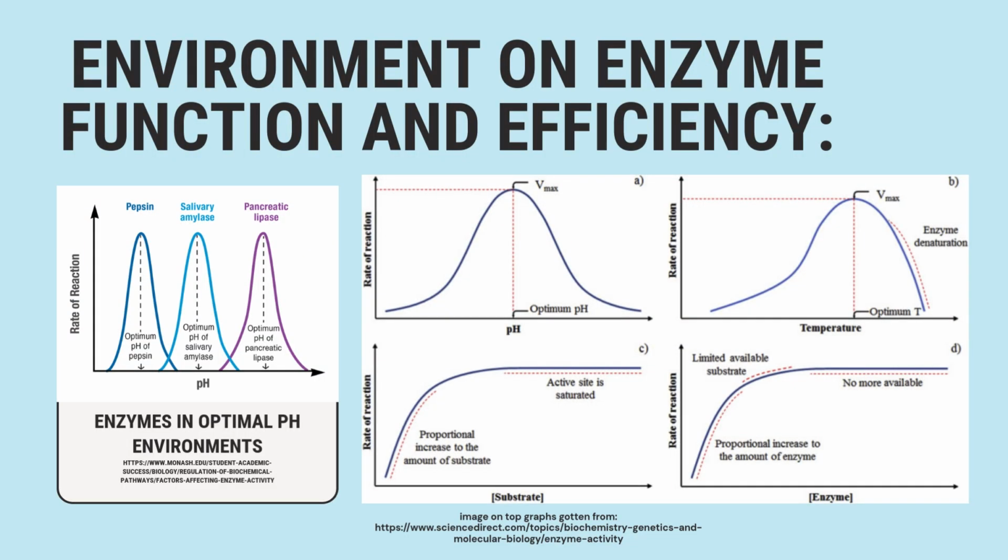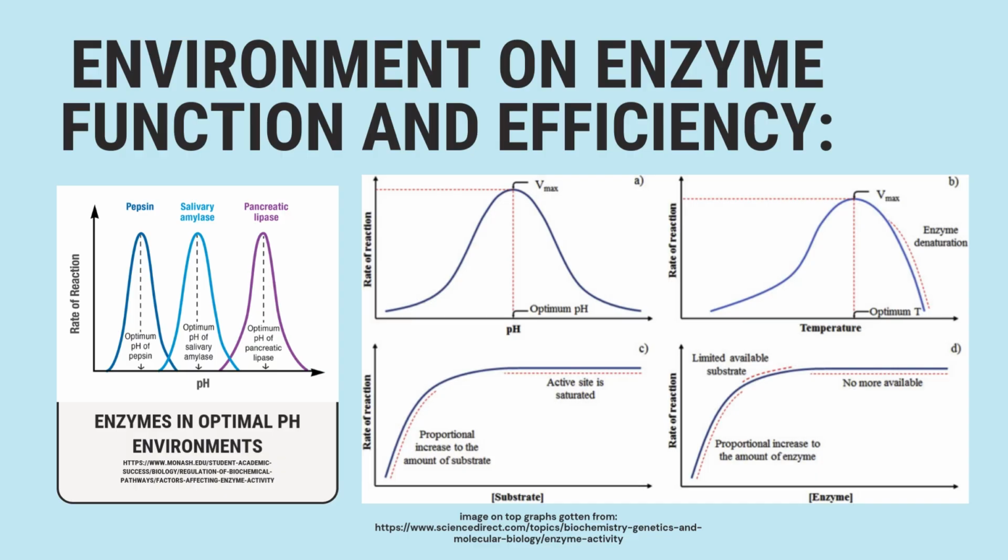Moving on to the environment's effect on enzyme function and efficiency. So here we have a couple of scientific graphs where, in the first graph to the left, the y-axis represents the rate of reaction and the x-axis represents the pH level. So here we have three enzymes that were tested: pepsin, salivary amylase, and pancreatic lipase. And these enzymes are used in different parts of the body and different other applications elsewhere.